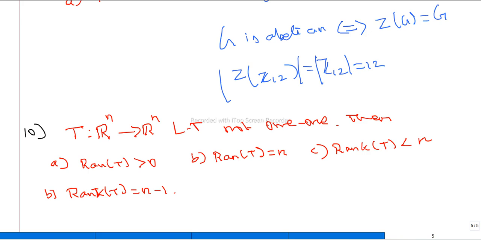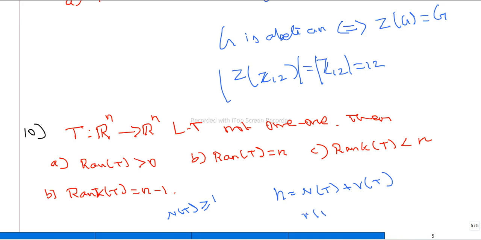So what can you say about this? T is a linear transformation from Rn to Rn, but is not 1-1. If it is 1-1, then the kernel should be 0, but it is not 1-1. Therefore the kernel contains at least one non-zero element. Now by the rank-nullity theorem, the dimension of the domain is n. So n equals the nullity of T plus the rank of T. So we know that the null space contains at least one, but we don't know how many, the nullity is greater than or equal to 1.